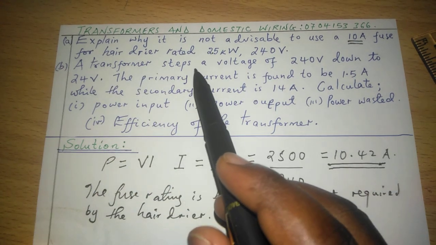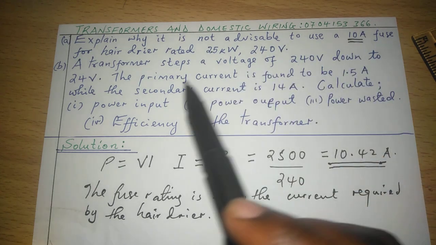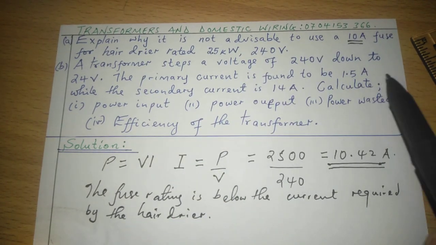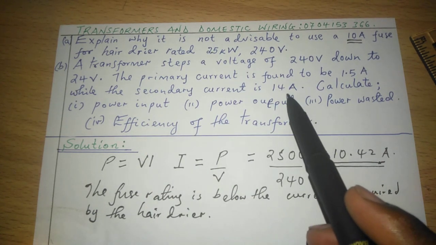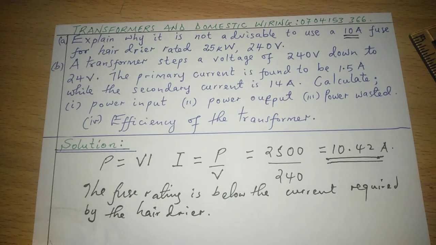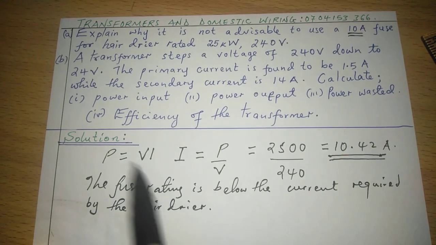A transformer steps a voltage of 240 volts down to 24 volts. The primary current is found to be 1.5 amperes, while the secondary current is 14 amperes. Calculate part 1, the power input, part 2, the power output, part 3, the power wasted, and finally the efficiency of the transformer.